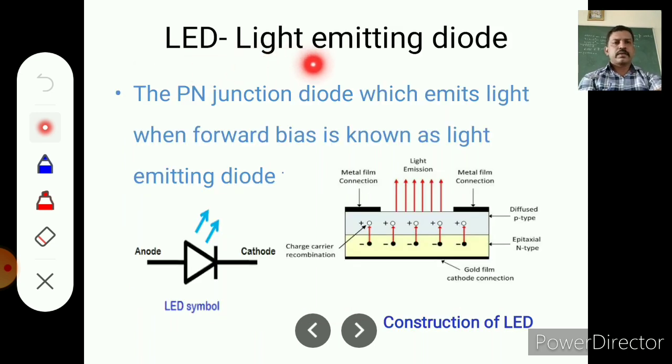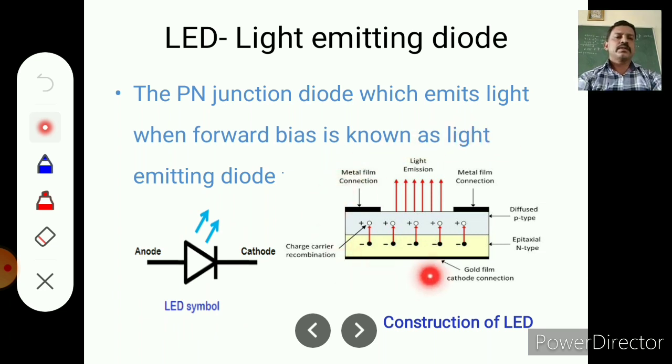Next, LED, light emitting diode. The PN junction diode which emits light when forward biased is known as a light emitting diode. So this is the symbol of LED. The light is coming out from the PN junction.